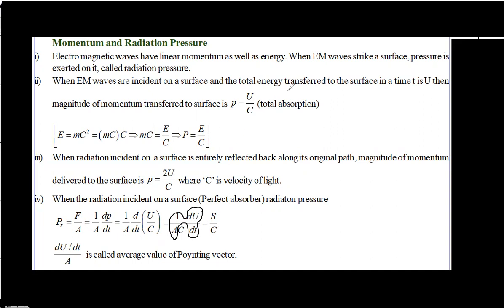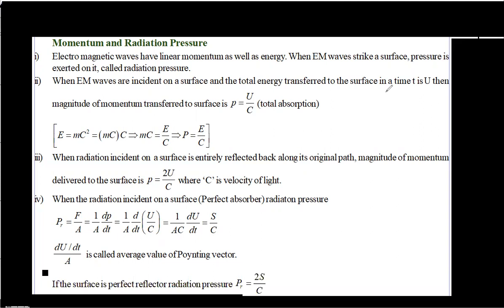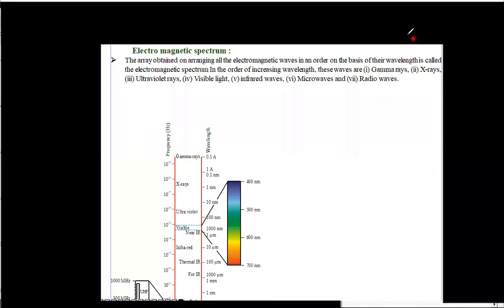Okay. Next one. If the surface is a perfect reflector, then radiation pressure, this is only PR, is equal to what here? 2S by c. Okay, if it is a perfect reflector. Understand? So you can note down all this. Note down. Let's move ahead.